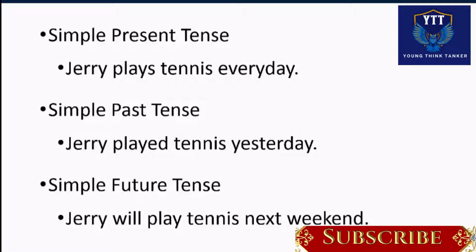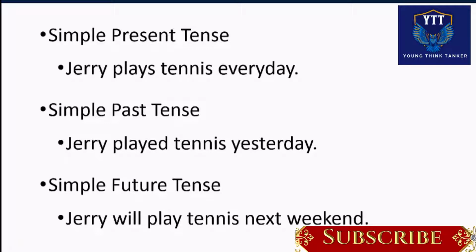The verb plays, you'll notice, has an S on the end. For singular subjects, we have to have an S on the verb in simple present tense. If it's a plural subject, you won't have any ending on the verb. For simple past tense, we want to show something that happened in the past and finished in the past at a particular time. Jerry played tennis yesterday is a specific time when he did some action.